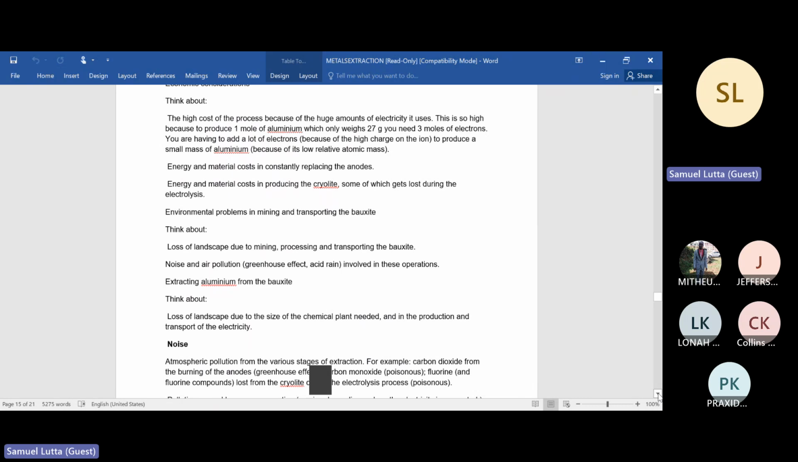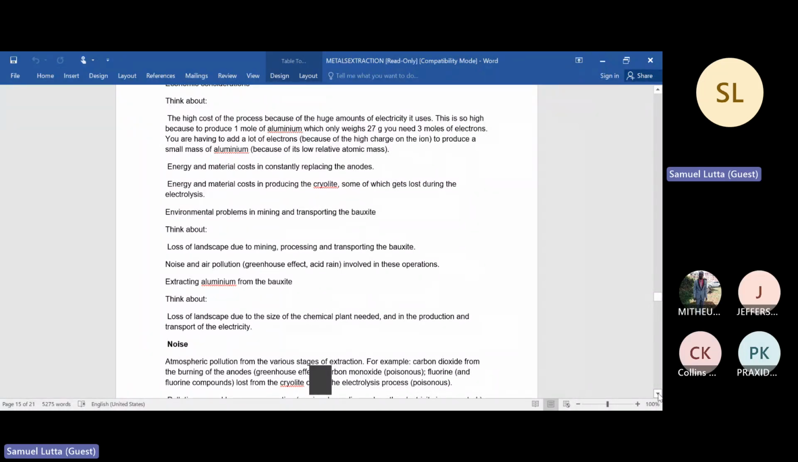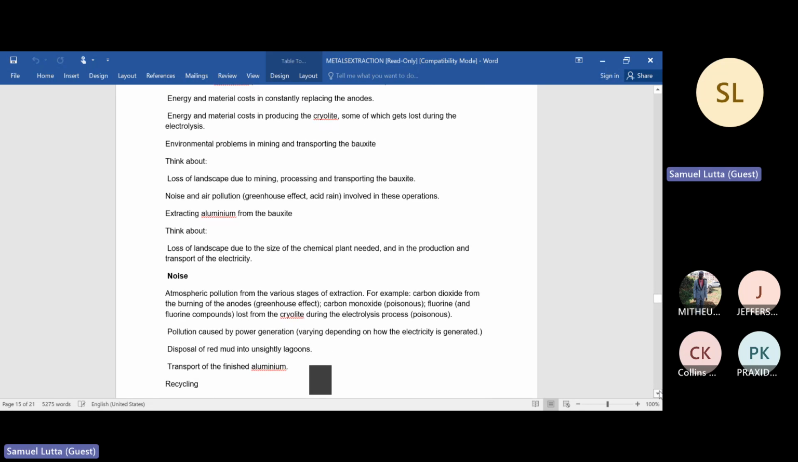And also to replace the anodes during the process. Also, one of the materials that is used, the cryolite, the sodium aluminum fluoride, is expensive. And then we have problems associated with the environment during the process of extraction. Just like the other one, we talked about loss of landscape, noise, and also pollution. So there is noise pollution, and there is global warming because of producing carbon dioxide.